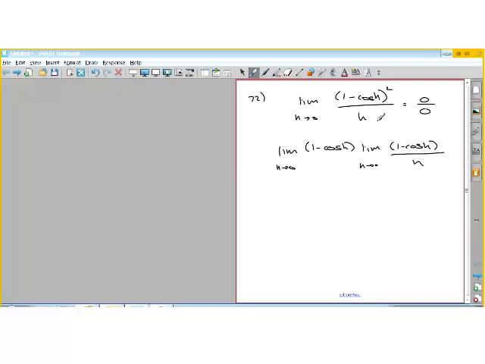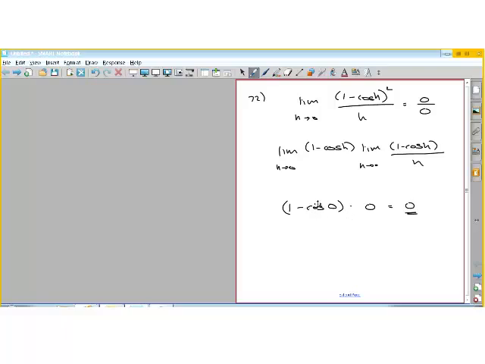So if we can break this up so that the indeterminate part, which is this part, goes to something other than being indeterminate, what's left over, if we can just evaluate that, and it's not indeterminate, then we're in good shape. So the first part, we just evaluate that, 1 minus the cosine of 0. And the second part, we use the squeeze theorem, which says that is equal to 0.